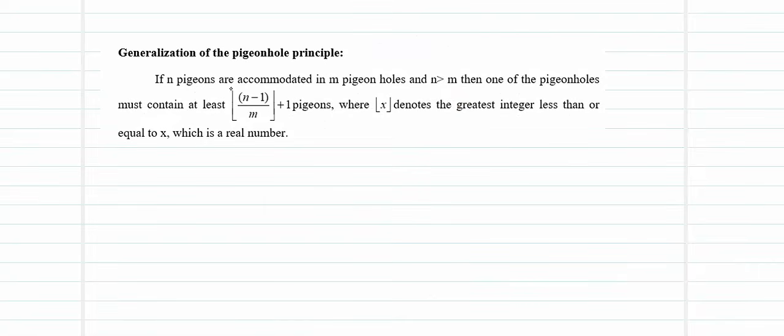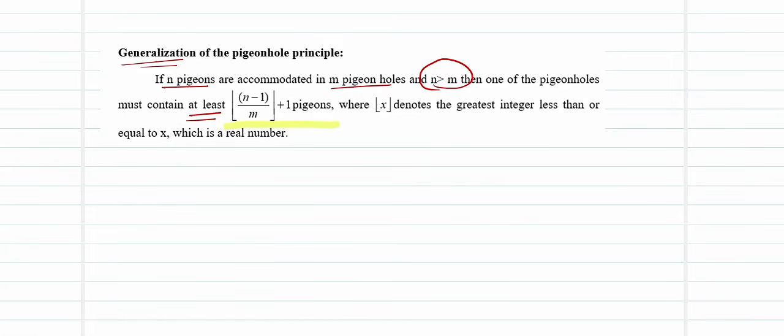Right, now we will generalize this pigeonhole principle. The statement is exactly the same: you have n pigeons accommodated in m holes and the criterion is n greater than m. Then one of the pigeonholes must contain more. So what is the least number of pigeons to be accommodated in any of the holes? It is given by the formula floor of (n minus 1) by m, plus 1 pigeon.